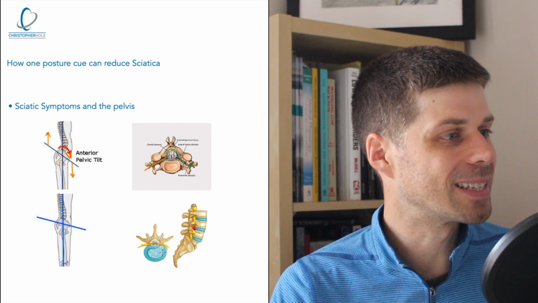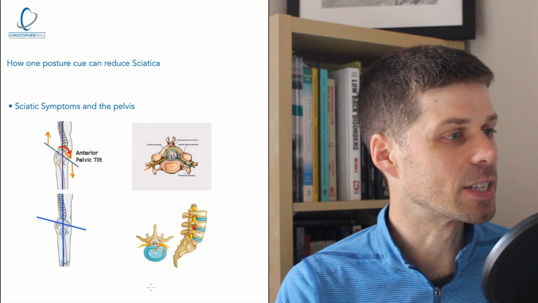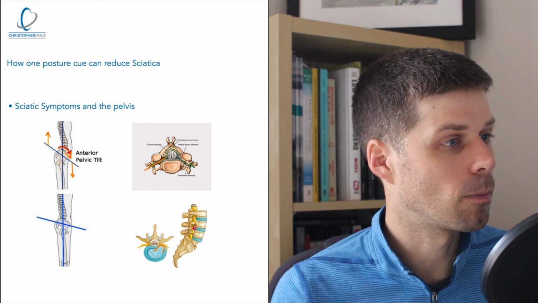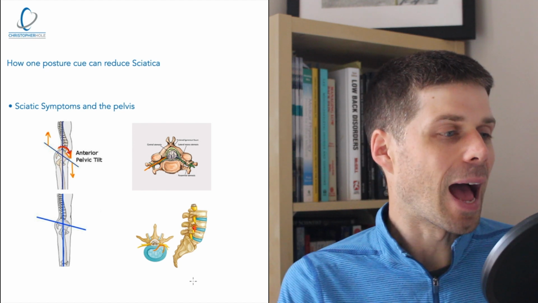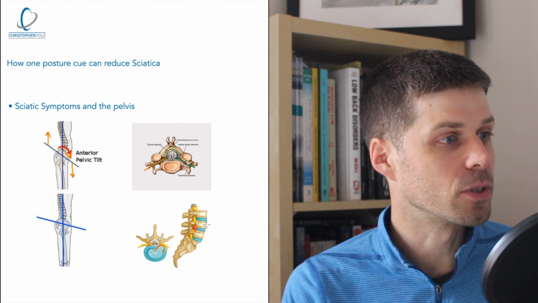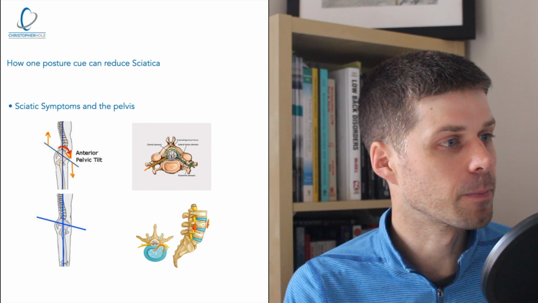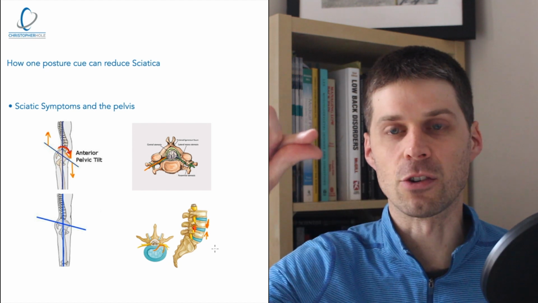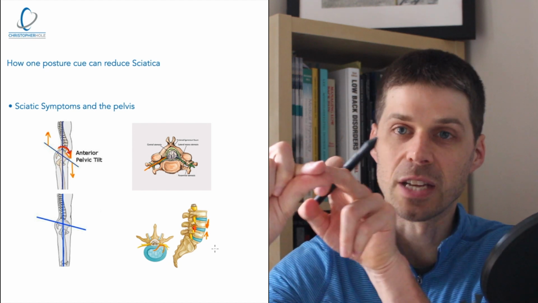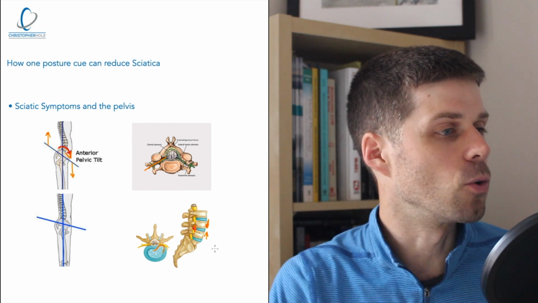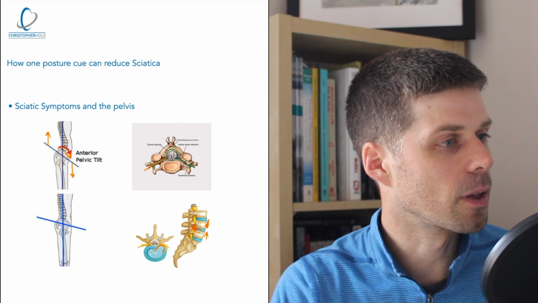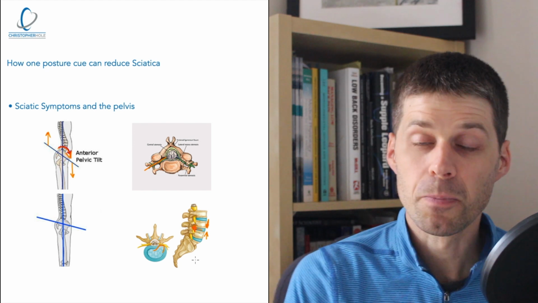So if we're talking about a disc bulge irritating the nerve, now a disc bulge normally happens at the back of the spine. And how that normally happens is because the front of the spine is being squashed. If you can imagine, there's like a seed in between my finger and thumb. I push down on the front, it's going to come out the back. So that is essentially how you would describe a disc bulge.